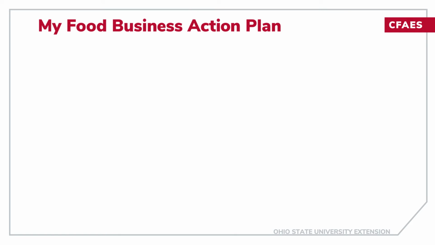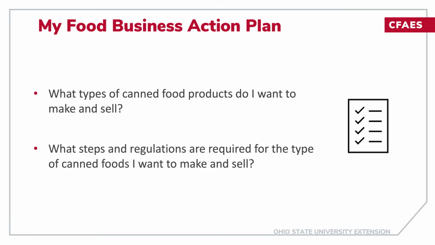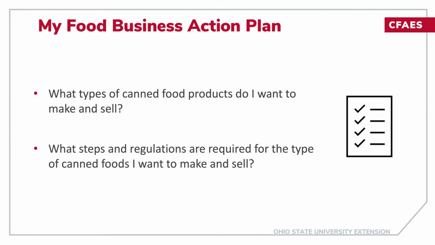Here are 2 questions to consider for your food business action plan. What types of canned food products do I want to make and sell? And what steps and regulations are required for the type of canned foods I want to make and sell?